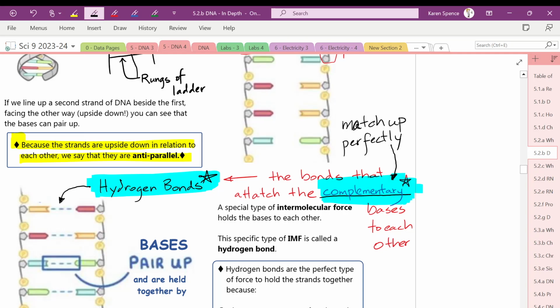Now, think about the word complementary. It's got the same root as complete. So it's kind of like they complete each other, yes? One of them is like maybe circle shaped. It matches up with a circle that slots in. One of them is pointy shaped and it matches up with a pointy thing. Those two are complementary because they match up perfectly.